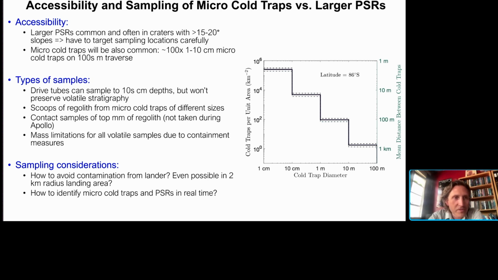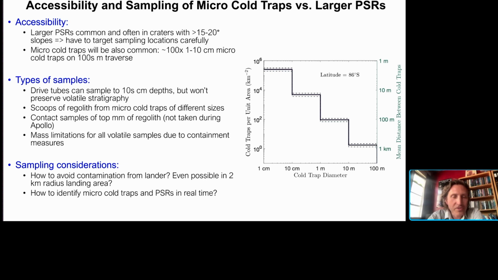Thanks. 2 minutes. In terms of the accessibility, the larger PSRs are easily resolved from orbit, and even in the coarser digital elevation models. We have to make predictions for micro cold traps, hundreds of times more abundant in the next decade of size range below that. So as you step down, you can see in the plot here how the number of micro cold traps per unit area increases with decreasing size at this latitude.